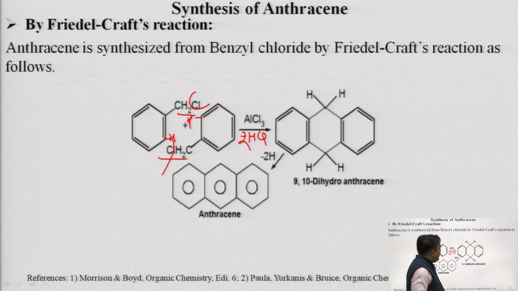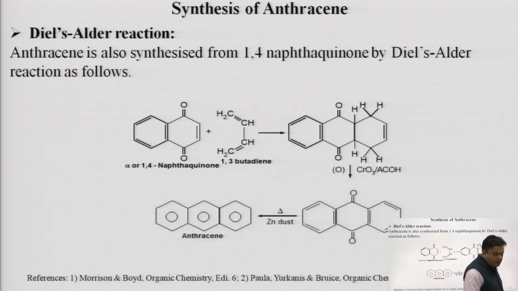We are getting 9,10-dihydroanthracene, and from here you can easily oxidize the product in the presence of very good oxidizing agents. After oxidation, these 4 hydrogen atoms will get removed, and we are getting anthracene as a product.